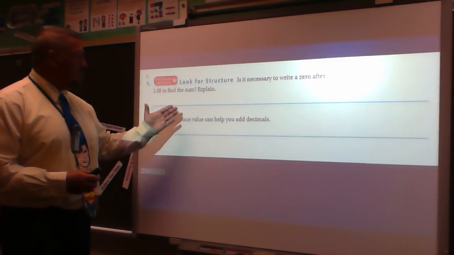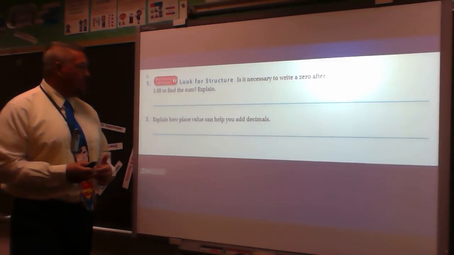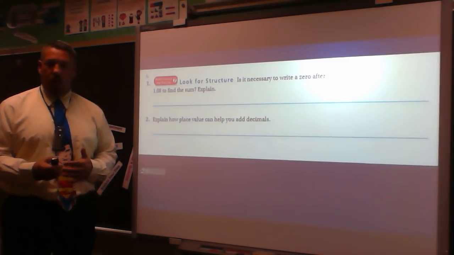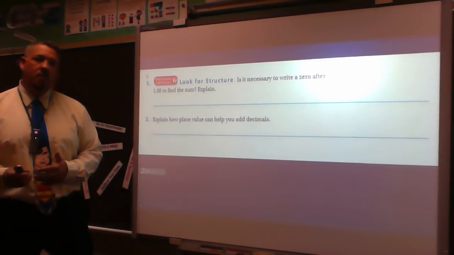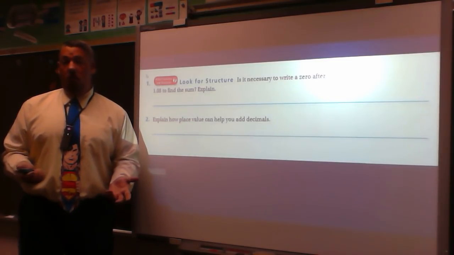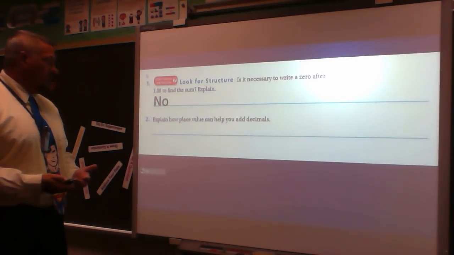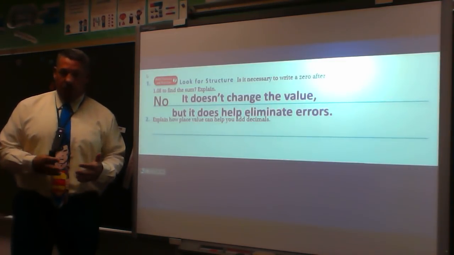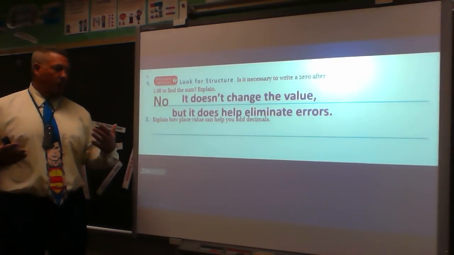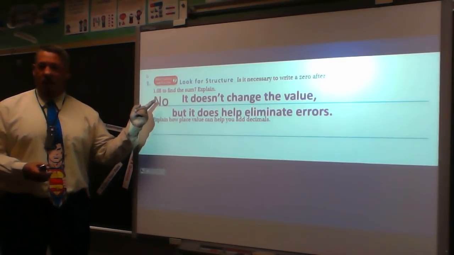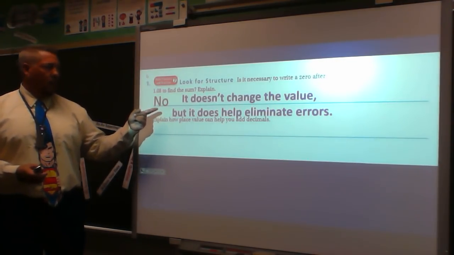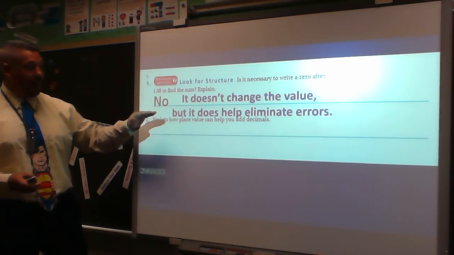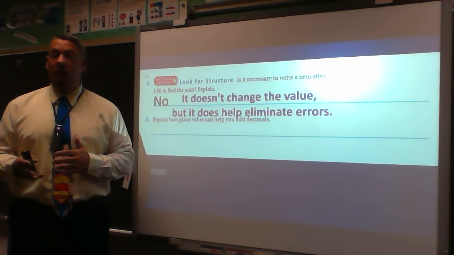All right, so this says, is it necessary to write a 0 after 1 800ths to find the sum? Explain. Well, is it absolutely necessary? No. It's not absolutely necessary. However, it does keep us from making mistakes. So my explanation is, no, it's not absolutely necessary. It's not required. It doesn't change the value, but it does help eliminate any errors.